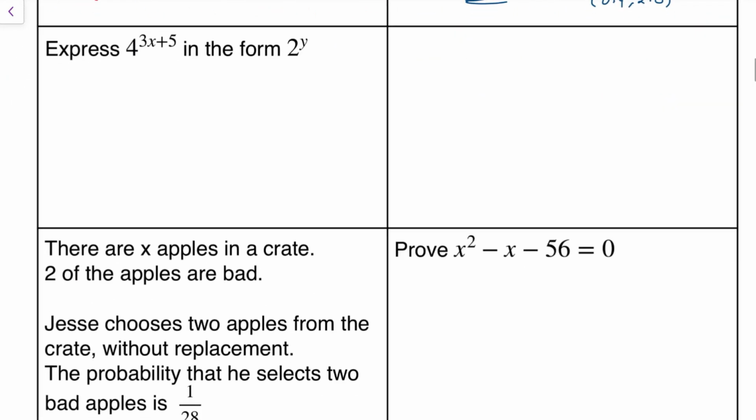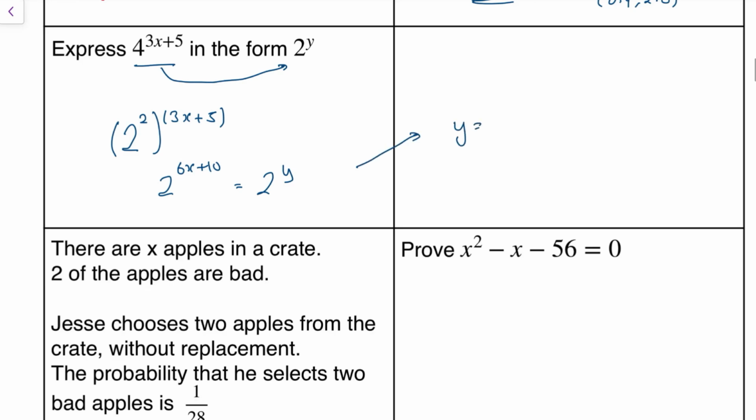Next question. What do I need to do? Express this in this form. Right, so I'm going to change the 4 into a 2 by recognising that 4 is the same as 2 squared. Then I'm going to multiply that by 3x plus 5. In other words, I'm doing 2 to the 2, to the power of 3x plus 5. Using the bracket rules, I know that is 2 to the 6x plus 10, and that's equal to 2 to the y. And just by straight comparison, it must therefore be the case that y is equal to 6x plus 10. That one wasn't too bad, was it? Not after the previous one.